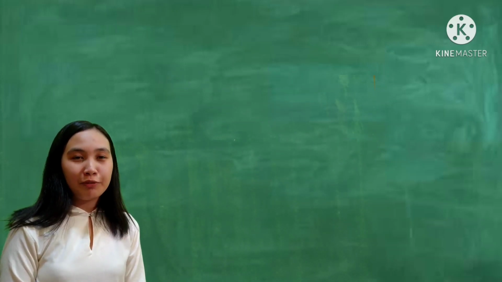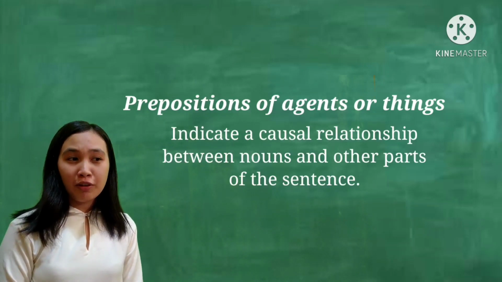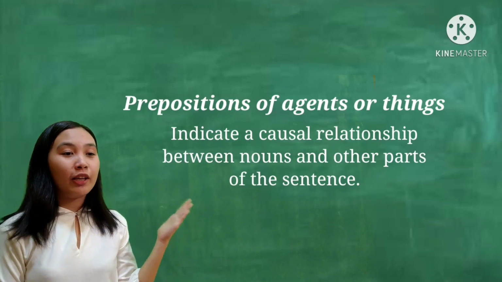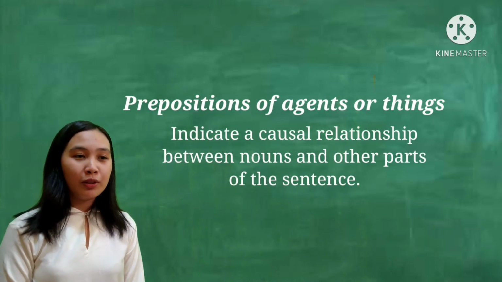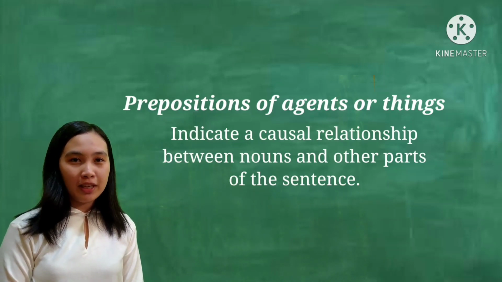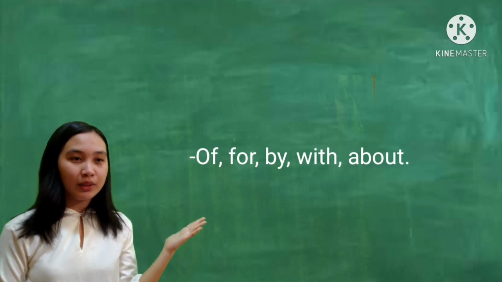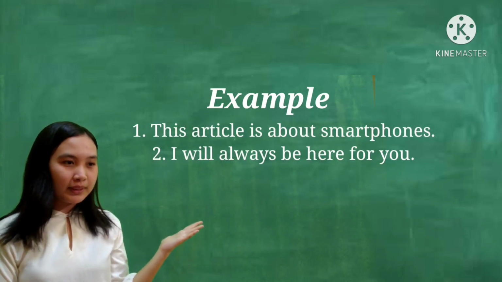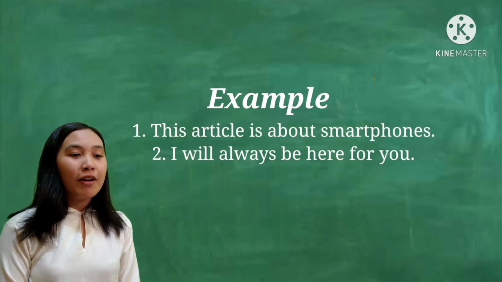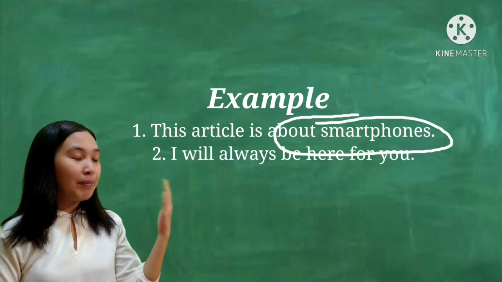So the third of the other types of preposition are the prepositions of agents or things. The prepositions of agents or things indicate a causal relationship between nouns and other parts of the sentence. So the most used and common prepositions of agents or things are of, for, by, with, about, and so on. Like for example, this article is about smartphones. So in this sentence, what is the preposition of agent or things? That's right. The preposition of agent or things in the sentence is the word about smartphones.